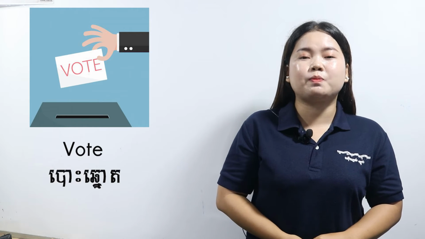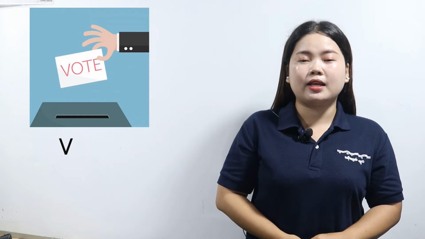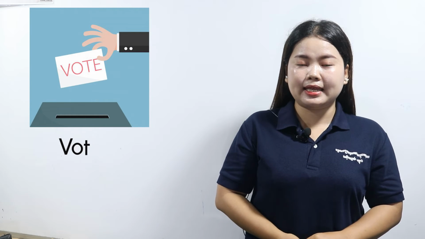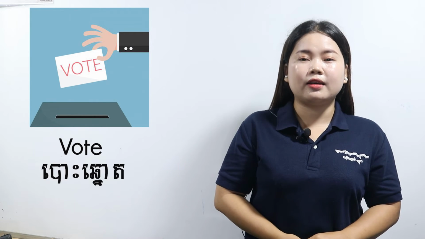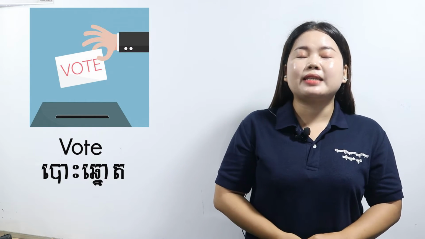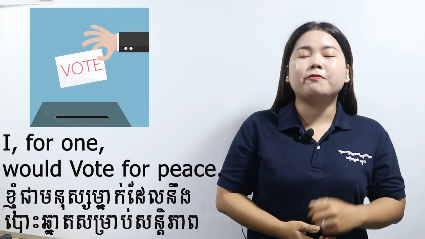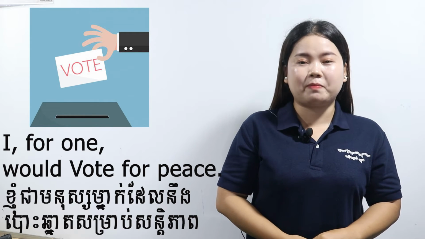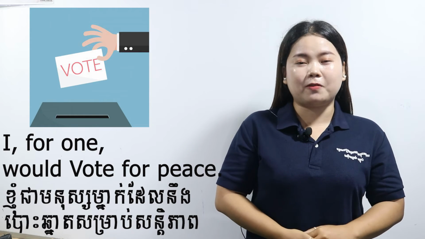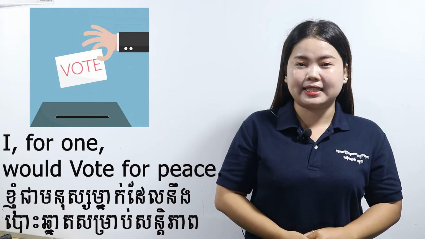Second word is vote. Spell: V-O-T-E. Vote. Example: I for one vote for peace.